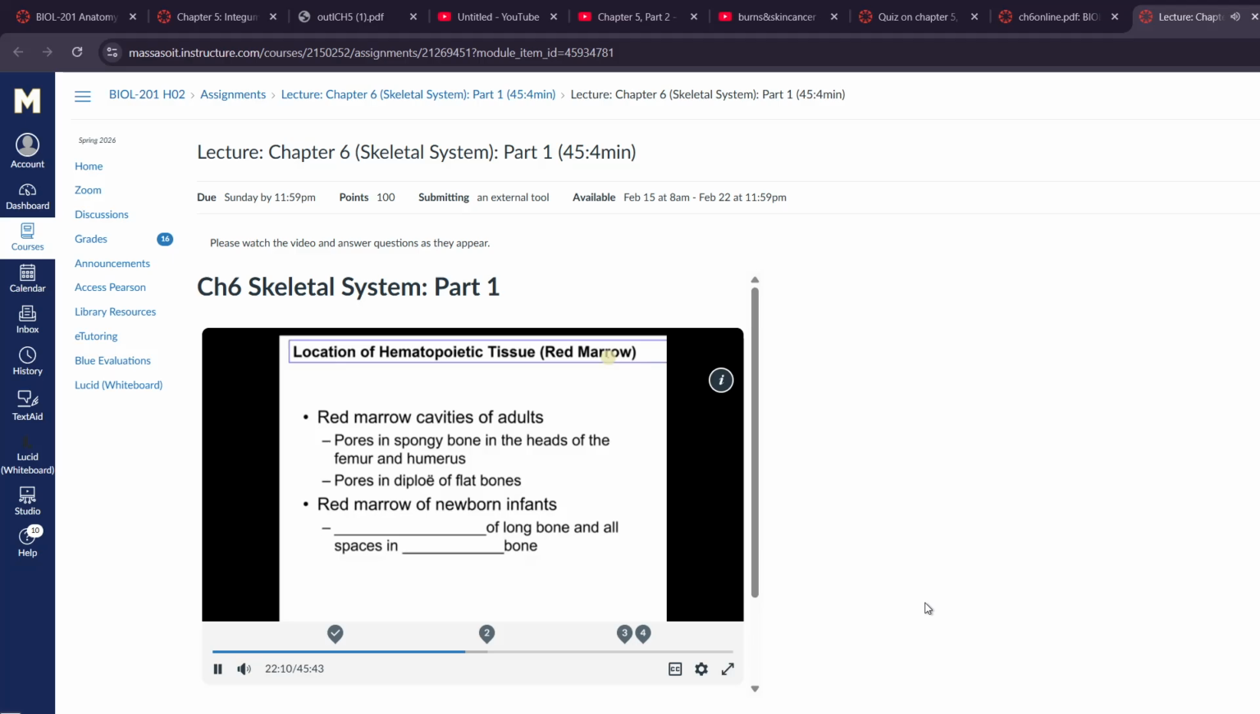Okay, so what about that red marrow? Well, we said red marrow in infants is found in the medullary cavity of long bone, but it's also found in spongy bone, in the spaces, the pores. Red marrow is where blood cell synthesis is occurring.